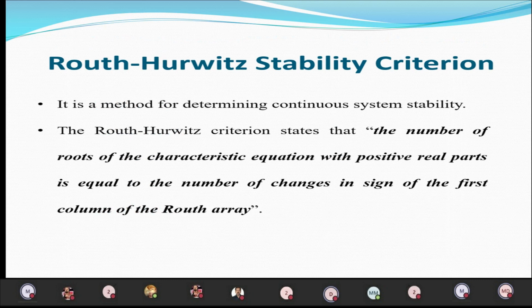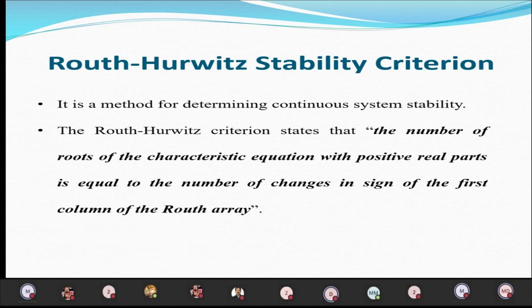This is what is handled by the Routh-Hurwitz stability criterion. In this criterion, we construct the Routh array. If there are no sign changes in the first column of the Routh array, then all the poles are located in the left half of the S plane, and therefore the system is stable. If any sign change is there in the first column of the Routh array, then there are poles in the right half of the S plane, and the system is unstable. The number of poles in the right half of the S plane is given by the number of sign changes in the first column of the Routh array.